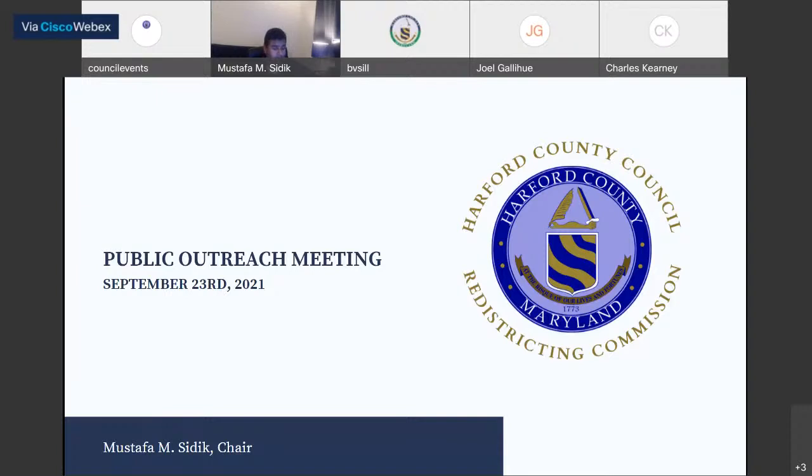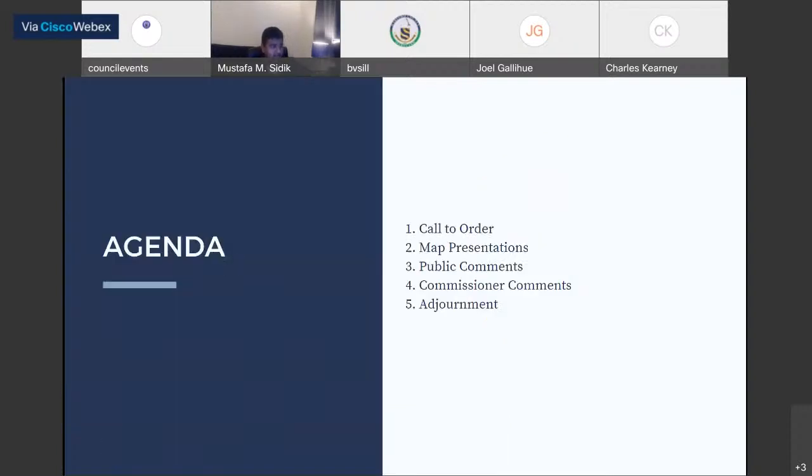So before we go too much further, this is the agenda that we have for today, where we're going to be presenting those maps, and then we'll have a public comment, and then we'll finish it out with some commissioner comments before we adjourn the meeting. What I wanted to do, especially for folks that may not have been following the redistricting process so far, is provide some context as to why this redistricting process is occurring and how we as a commission have proceeded and how we've done our work so far.